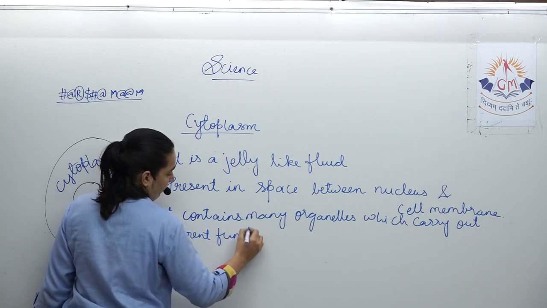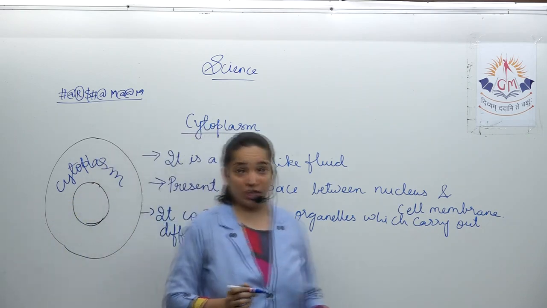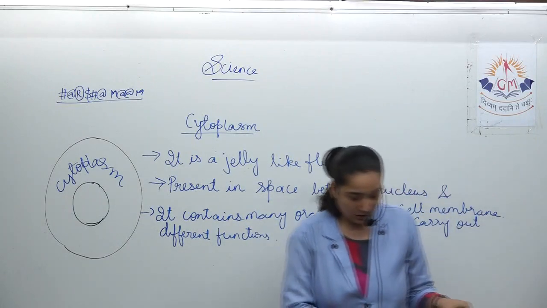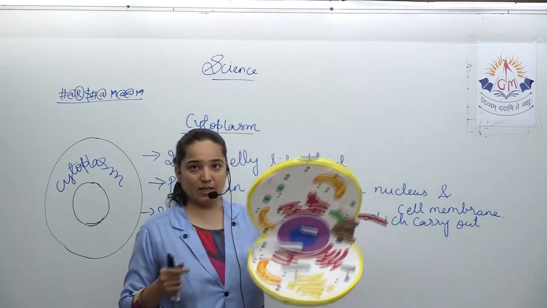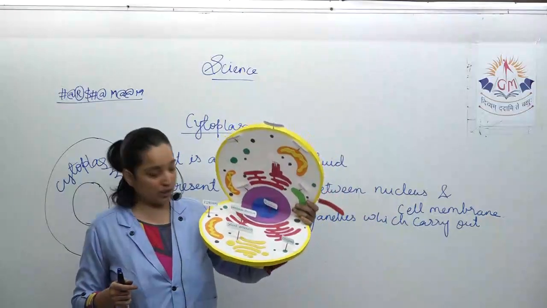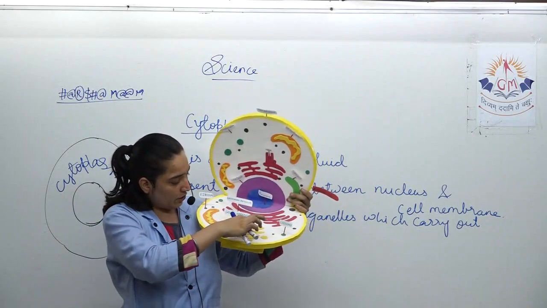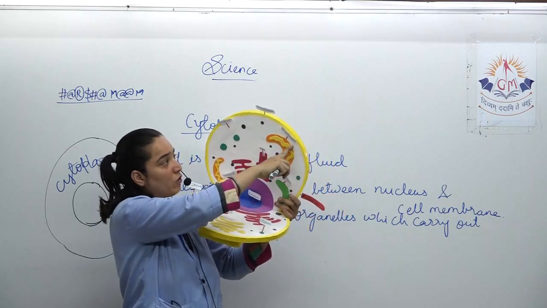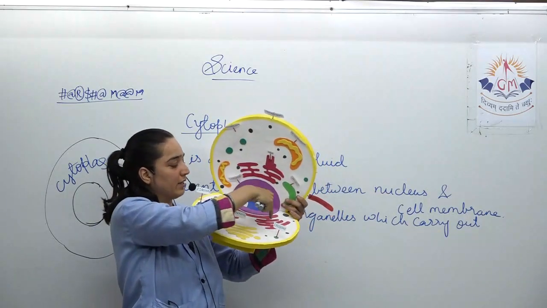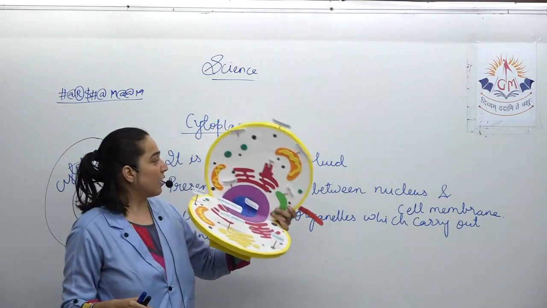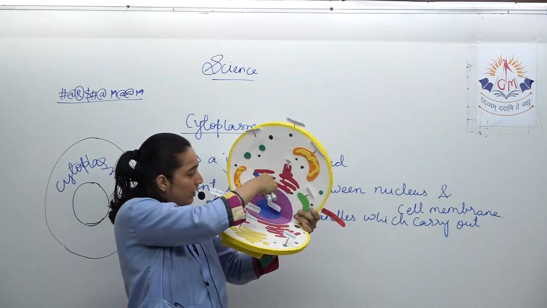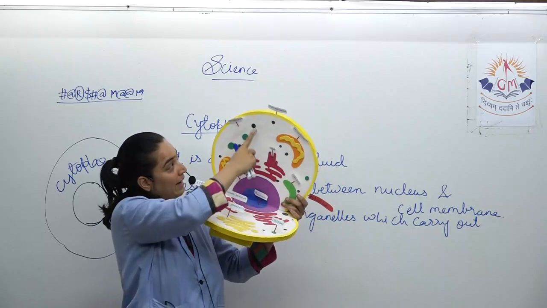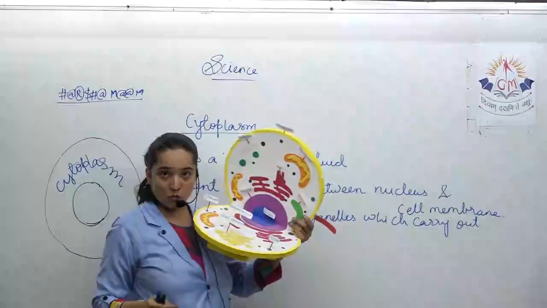Now, what are the things which are present inside the cytoplasm? Here is one model of an animal cell. I hope you are able to see it. If you can see here, this is the Golgi apparatus, this is the endoplasmic reticulum, this is the mitochondria. The entire white colored portion here is the cytoplasm. This is the nucleus, and here you have the endoplasmic reticulum. The small black colored dots which you can see are ribosomes.